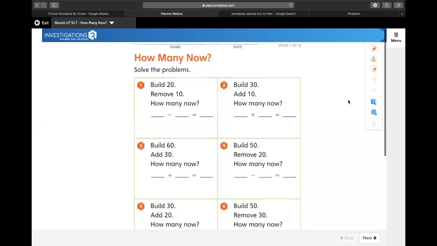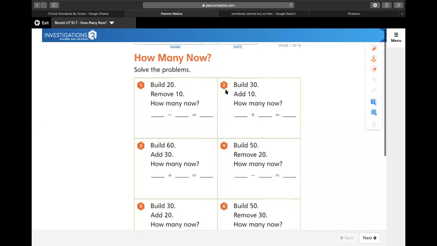All right, so last week we looked at taking away tens or subtracting tens. So this week we're going to look at adding tens. I have some problems here, and some of them are subtraction or taking away, and some of them are adding tens. I'm just going to look at the adding for right now.